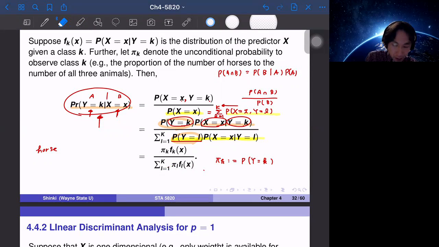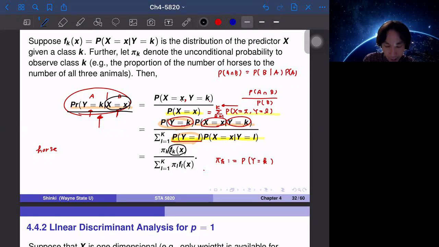So we observe X, the predictor value, and to identify this we only need several quantities. First, the probability of x given y. Suppose that the observation is in class K, then what's the distribution of x? What's the density function of x? That is the one piece of information we need. The other piece of information is the prior probability, the unconditional probability.